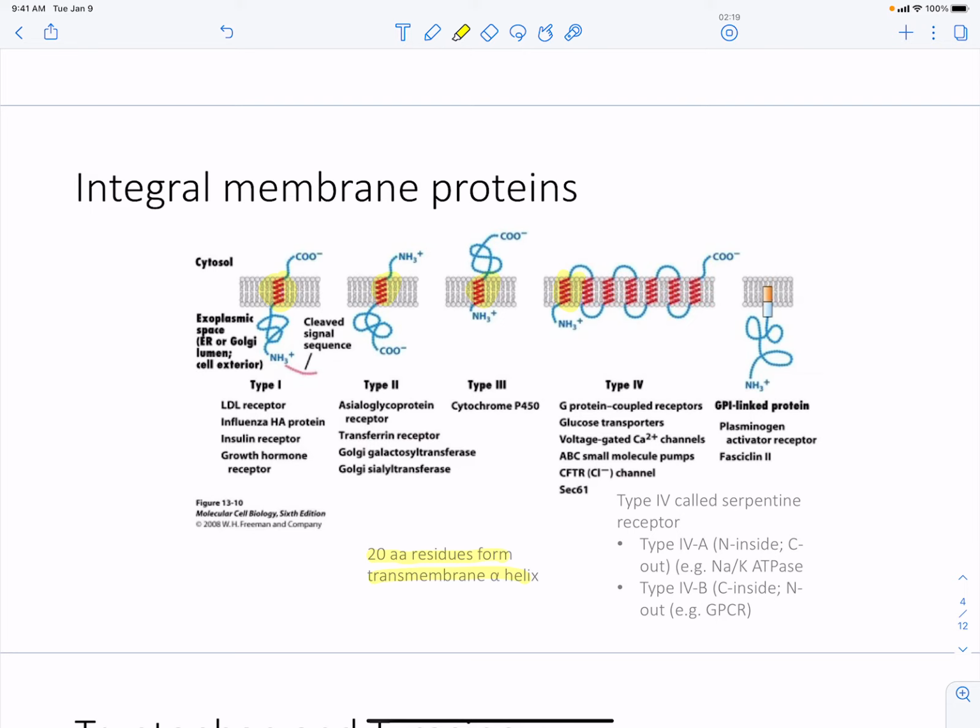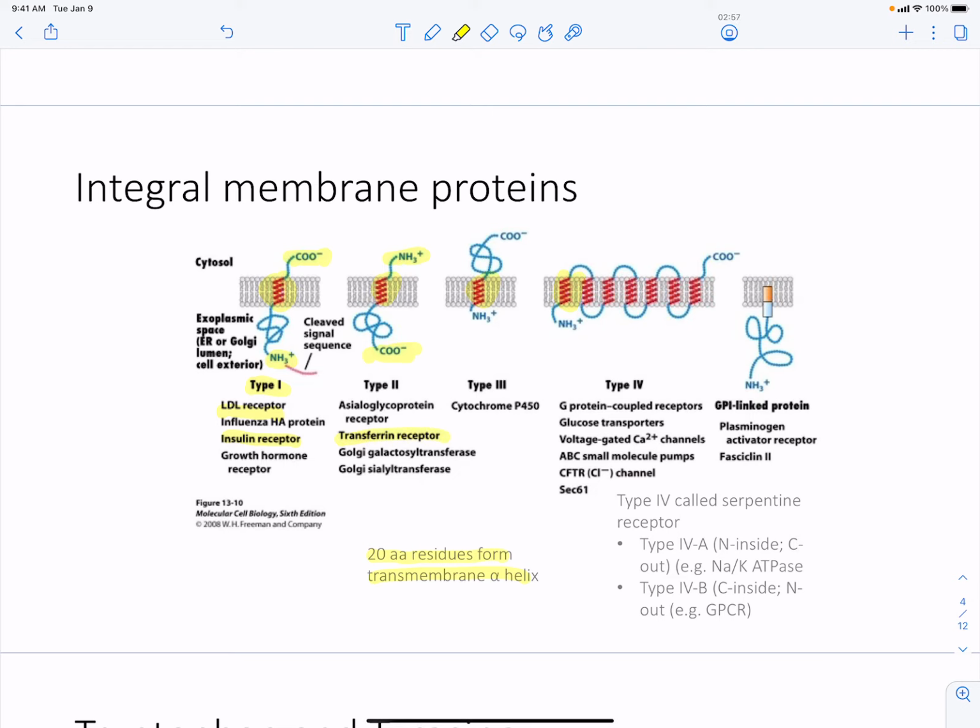Now, we have type 1, which is going to be our low-density lipoprotein, or LDL receptor, as an example. Also, our insulin receptor is a type 1. The type 1 has the amino terminus on the extracellular side and the carboxy terminus on the cytosol, or cytoplasm side of the cell. And then we also have a type 2, which is basically the reverse. The type 2 has the carboxy on the outside and the amino on the inside. An example of this one is the transferrin receptor.